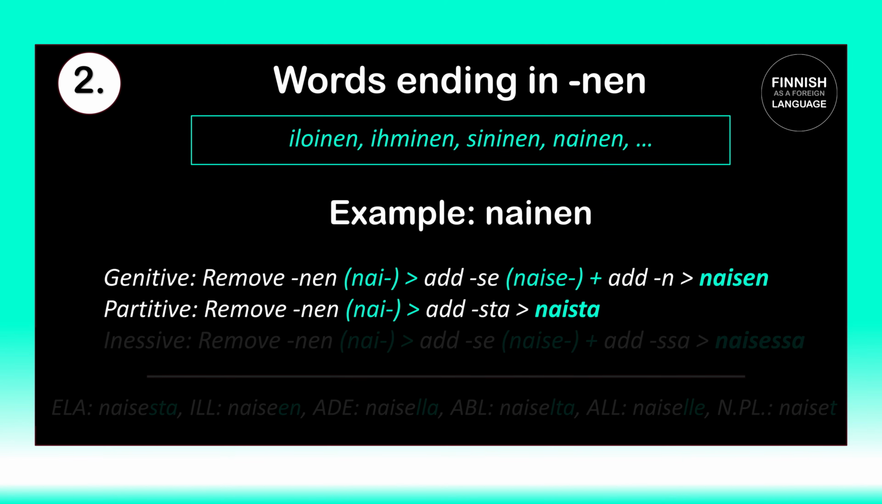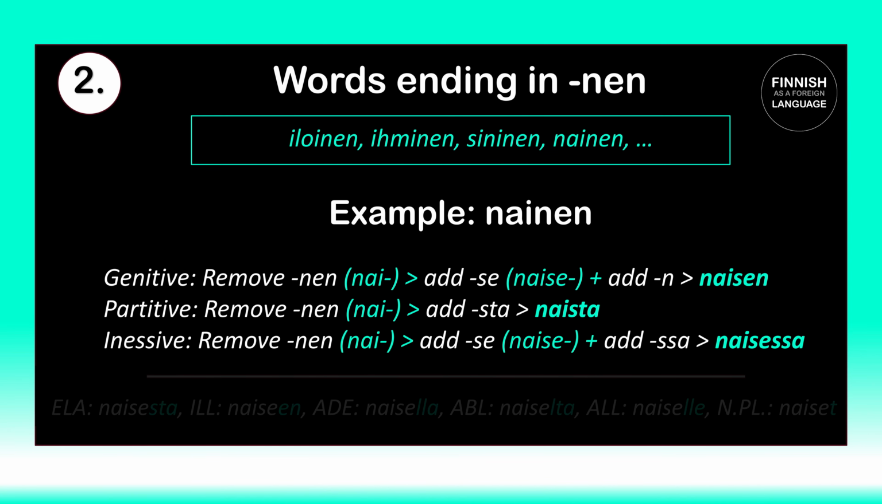Next one is the partitive case. Here again we have to remove nen and we get nai. Then we add sta to it. So we have now nai plus sta and we receive naista. Naista. This is the partitive case.